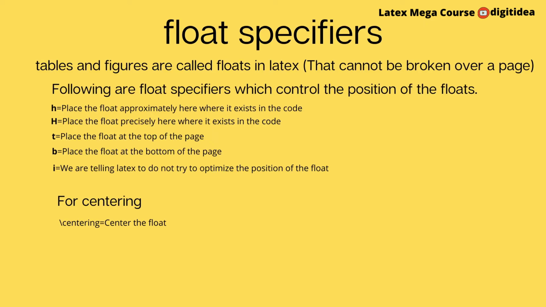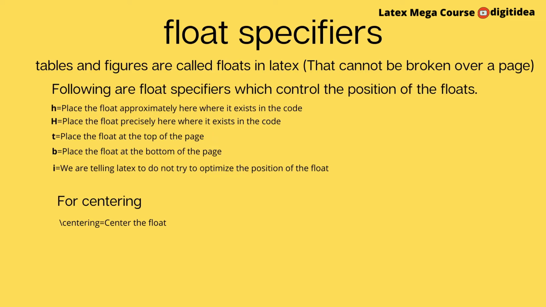And this is the reason sometimes you don't see what you are expecting when you compile a LaTeX document into a PDF. You see that your figure is at the end of the page or at the top of the page because LaTeX is trying to optimize the position of the float. Now these are float specifiers and there are certain meanings to these specifiers.